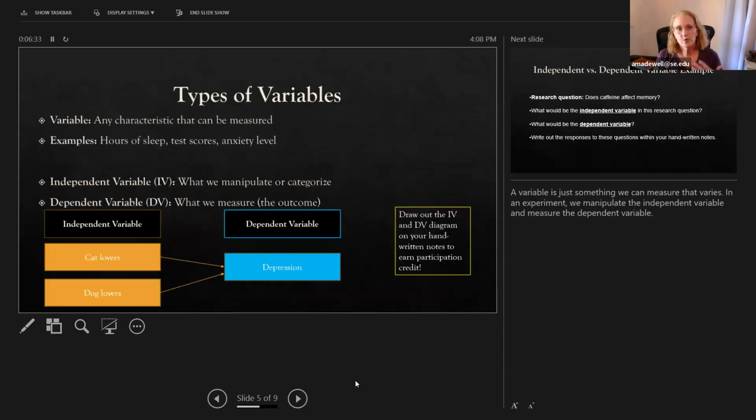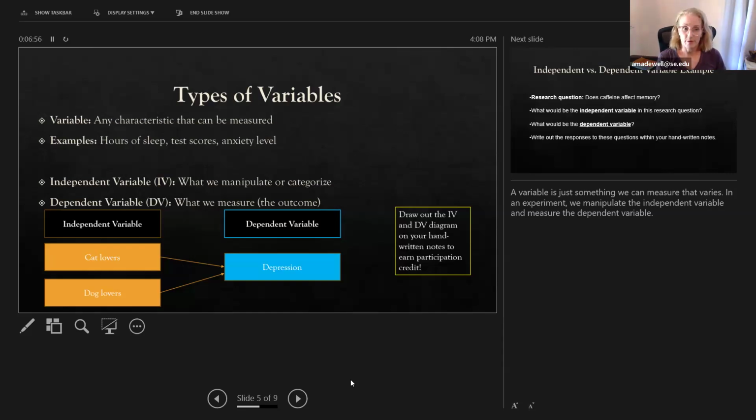Now, we do want to know who we're studying. What kind of variables do we want to look at would be our next important question. A variable is any characteristic that can be measured. So hours of sleep, test scores, anxiety levels, etc.